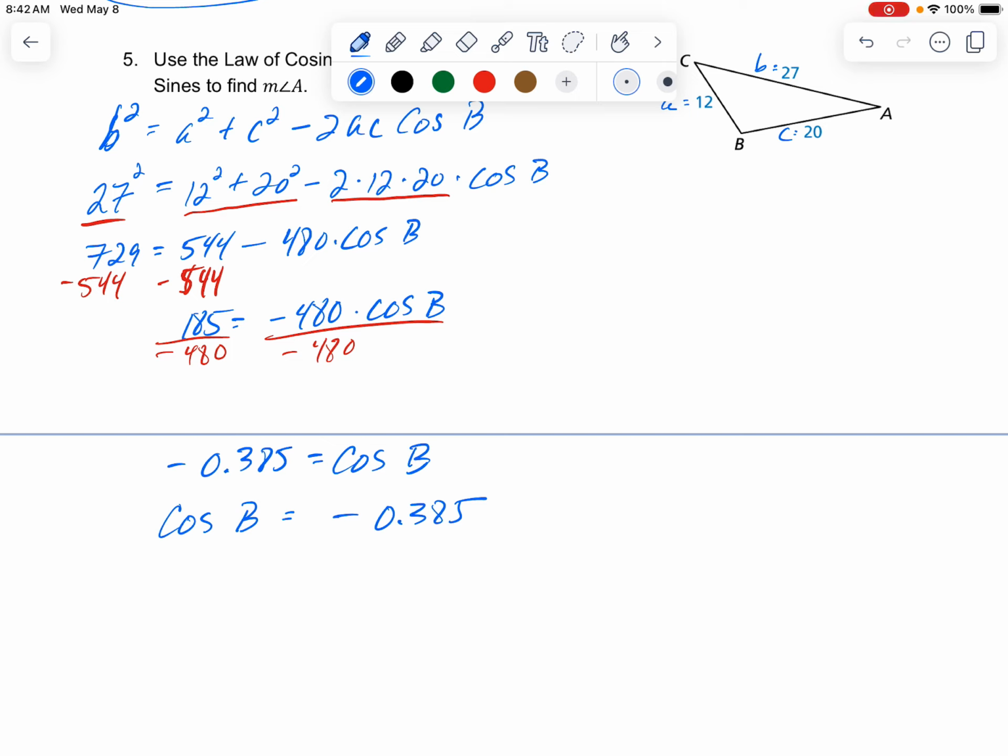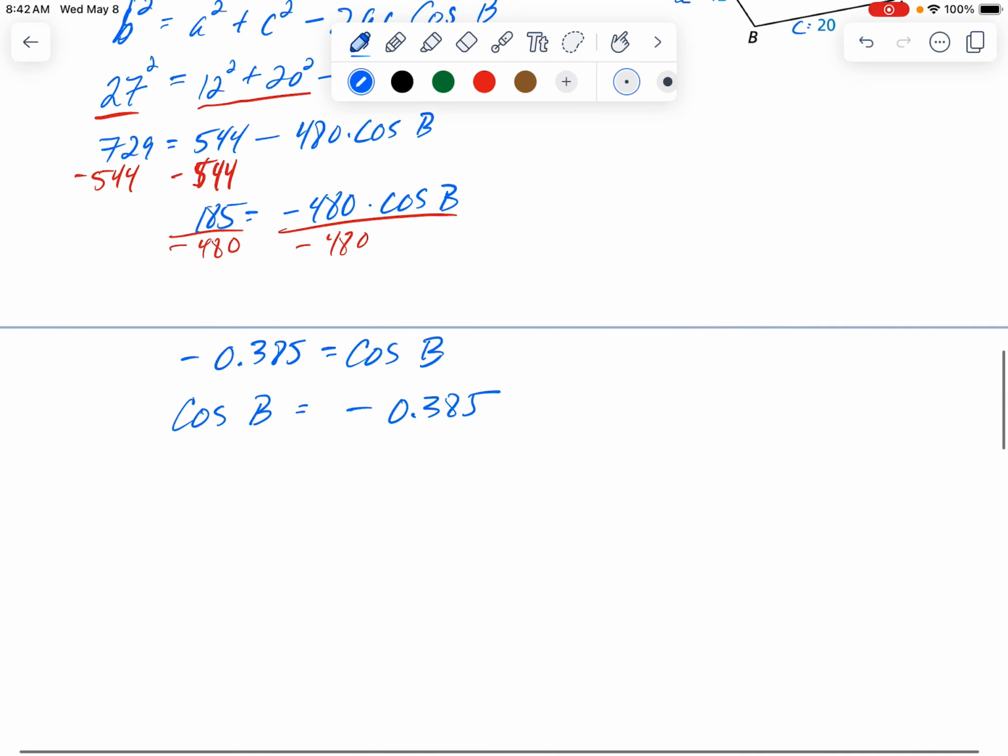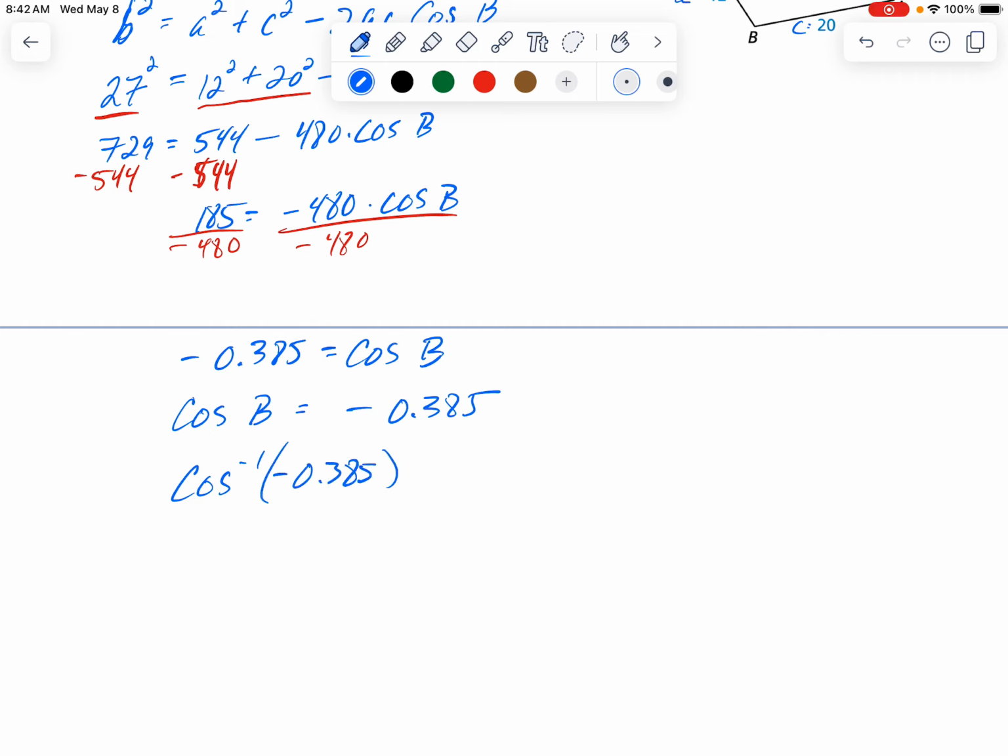But I want angle B, I don't want the cosine of angle B, so this is where we need to use our inverses. So the inverse cosine now of that negative 0.385 will give me angle B. And so we just punch this into our calculator. It's fine that that's a negative. We're going to start seeing that with these triangles that are not right triangles. And when you do, you'll find that the measure of angle B is equal to 112.6.